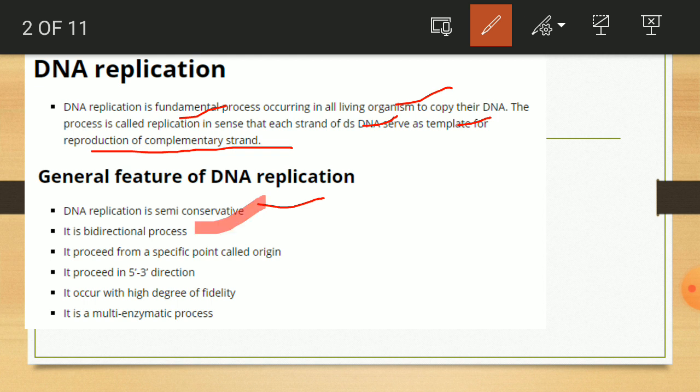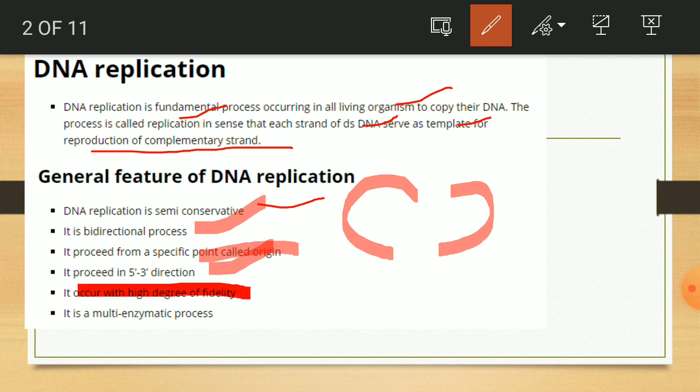It is a bidirectional process, which means it starts from a specific point that is known as the origin of replication, and from this point it proceeds in both directions, clockwise and anti-clockwise. It proceeds in the 5' to 3' direction. It occurs with a high degree of fidelity, meaning correctness. It is a multi-enzymatic process.